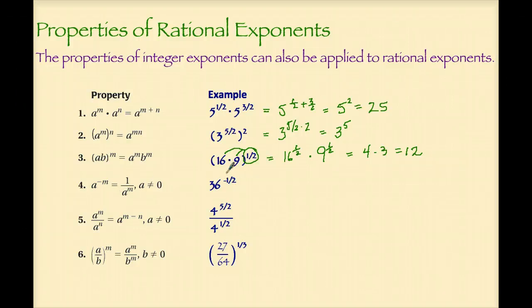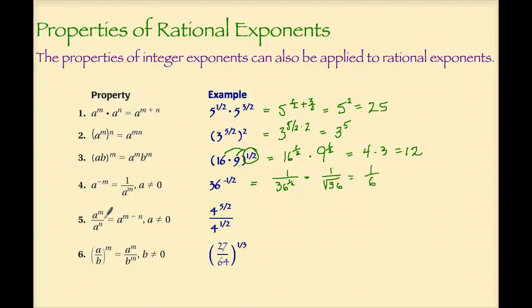Similarly, with rational exponents, I'm going to rewrite this now as 1 over 36 to the positive 1/2 power. Now, of course, something to the 1/2 power means the square root of that number, so this is really 1 over the square root of 36, which is 1 over 6.